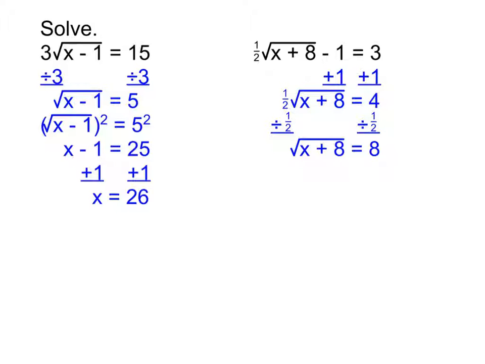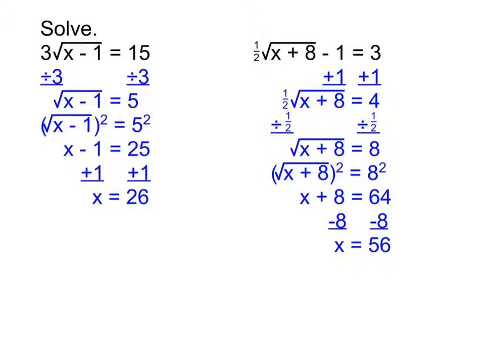Now from here, same thing that we've been doing, right? I want to get rid of the square root, so that means squaring both sides. And then subtract the 8 from both sides to get our final answer of x equals 56. And yes, if you plug that back in for x up here, you will get the same answer. We will get the correct thing there.